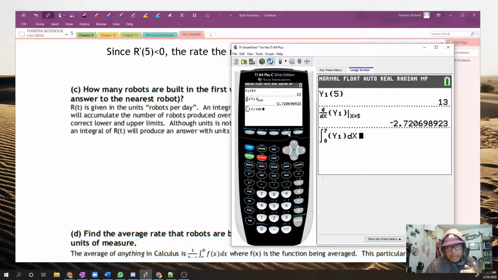So here's our calculator, and we're integrating y1 from t equals 0 to t equals 7. That will be the first week. And what number do we get? 91.38307. Let's write that down on the paper now.